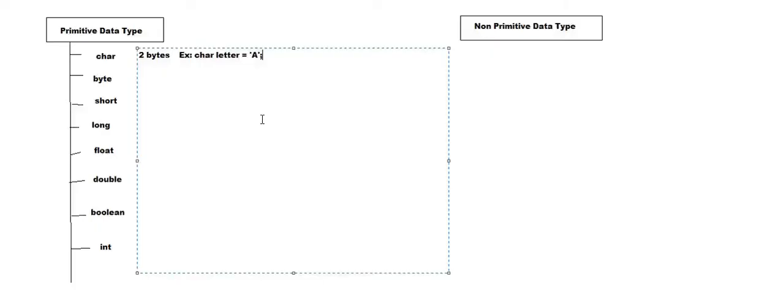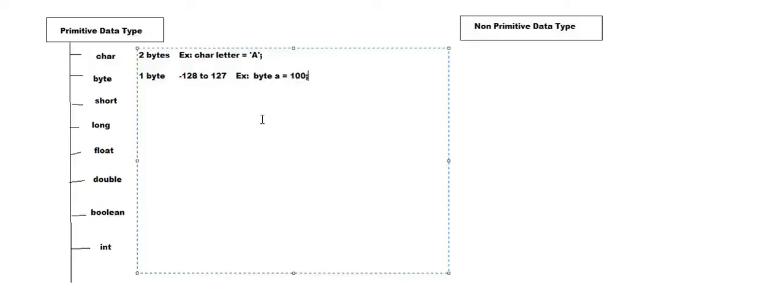Now we will talk about byte. What is the size of the byte? It is 1 byte only. And what does it store? It stores whole numbers from -128 to +127. Okay, this is the range of 1 byte. An example we can give here: byte a equals to 100. Of course, 100 can be stored there.